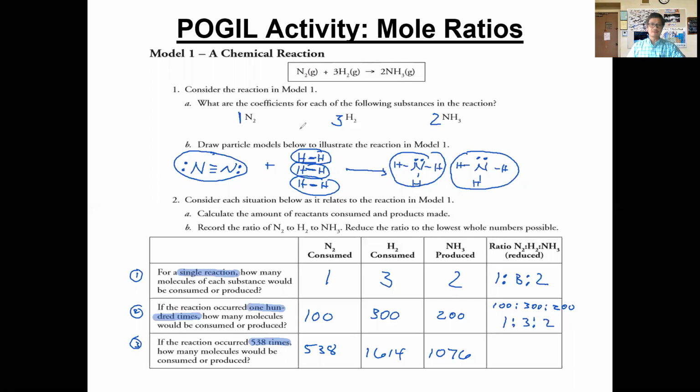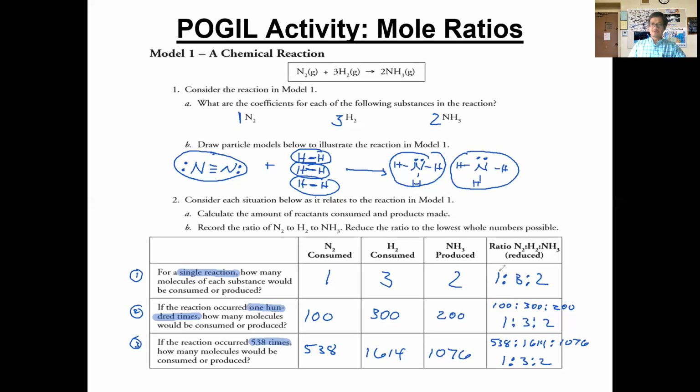It's some random number that they threw out there. Okay? The ratio then is going to be 538 to 1,614 to 1,076, which again, reduced down to its simplest whole number ratio, is going to be 1 to 3 to 2. Okay? The ratio stays the same.